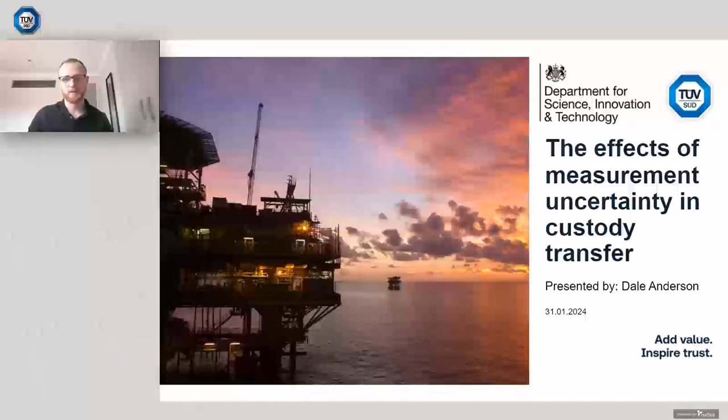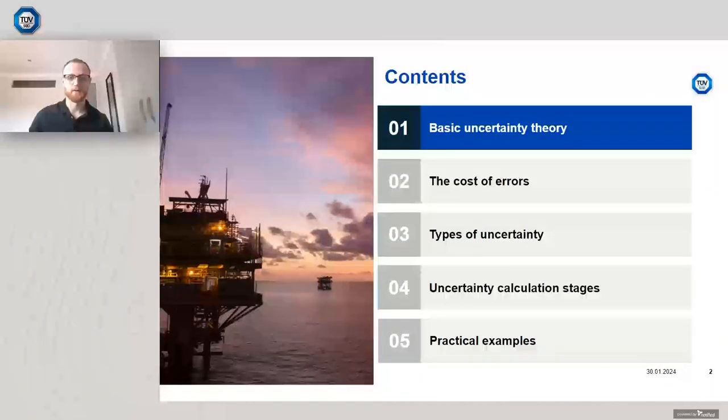This webinar today will look at the effects of measurement uncertainty in custody transfer. It will be a good beginner's guide essentially to understanding uncertainty, putting together budgets and looking at how you may apply them in practice. So the first section will look at essentially basic uncertainty theory, various terms that are used when considering uncertainty. What does uncertainty mean?